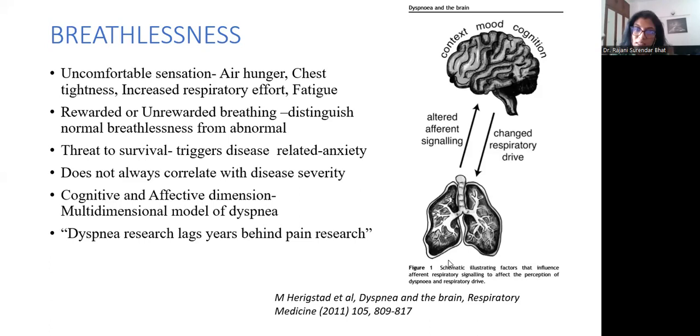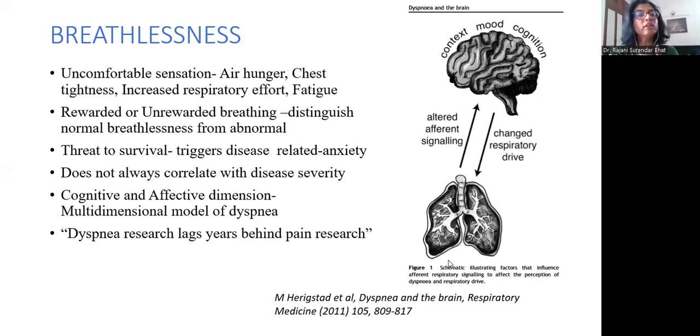Now, this may not correlate always with disease severity. We will see patients who have very bad lungs and they look very comfortable because their bodies have adapted over time. As opposed to somebody who's had a sudden thing happen to them, like a rapidly growing thyroid tumor, which is compressing your airway. The body hasn't had time to adapt, unlike a COPD or an ILD patient where the disease has been slowly progressive. So they will experience severe panic, severe discomfort, even with far less obstruction.